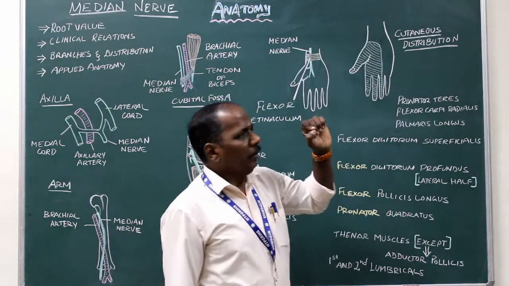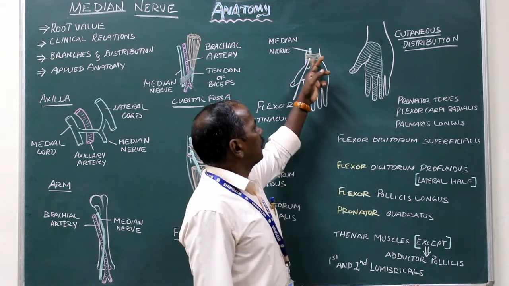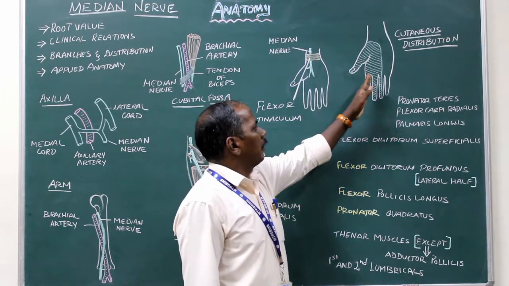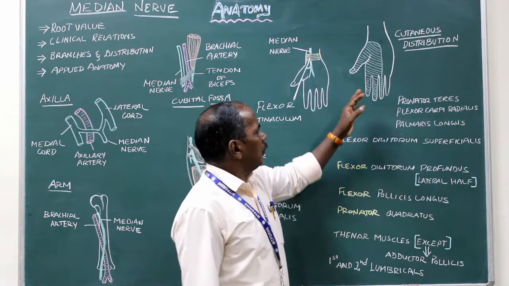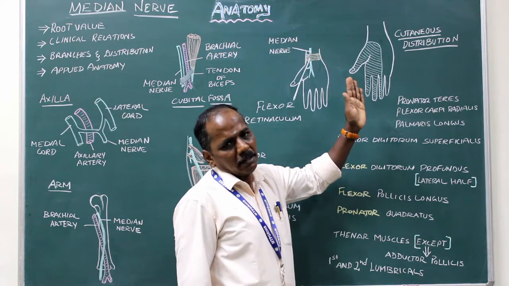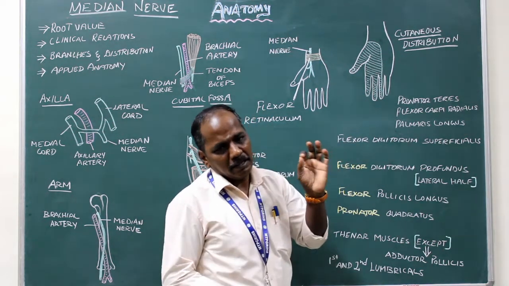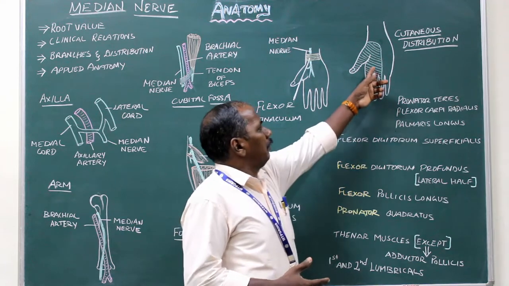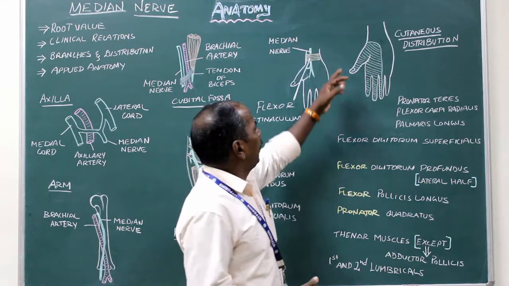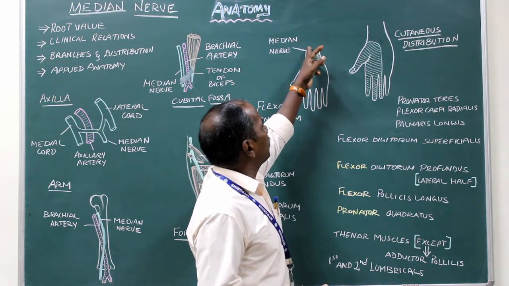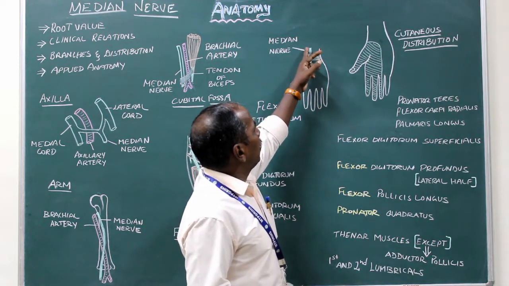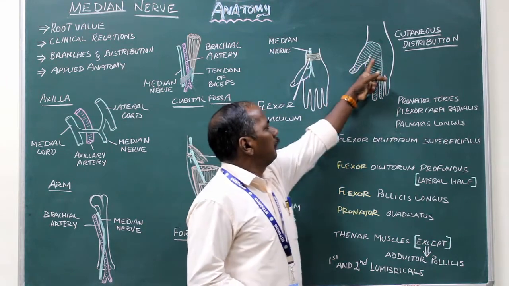Regarding the cutaneous distribution, when the nerve is compressed under the flexor retinaculum, there is loss of sensation over the palmar aspect of the lateral 3½ fingers, including the dorsal aspect of the terminal phalanges. Whereas the skin over the palm is not affected, because that branch arises from the median nerve 5 cm above the flexor retinaculum and supplies the skin over the palm.